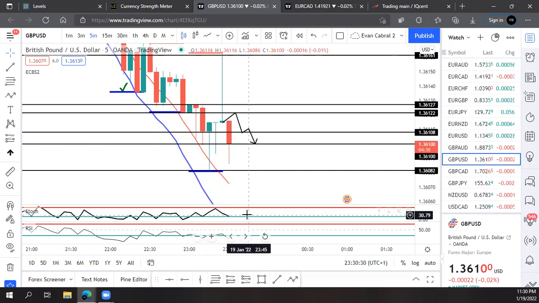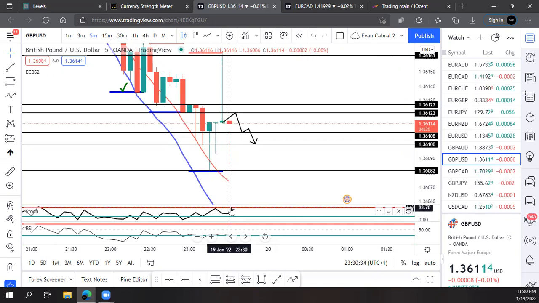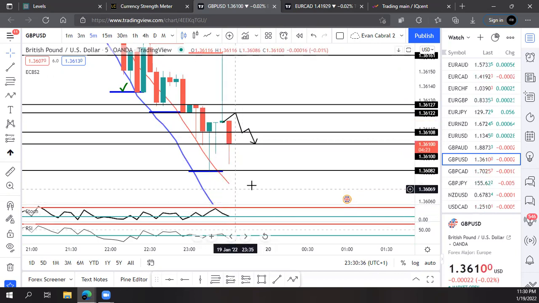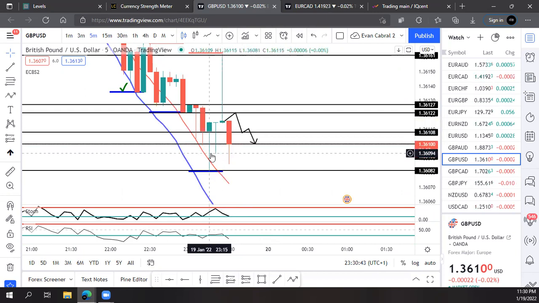Right now, the stochastic is not at the red, even if we're looking for a sell trade. So I can't actually sell anything currently. I have to wait for everything to align. Now, see how the market is reacting. Guess what? The time is what?